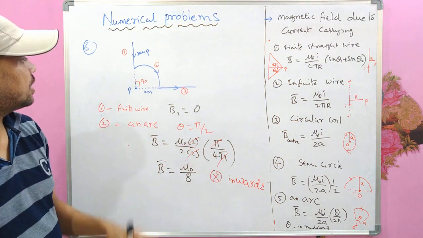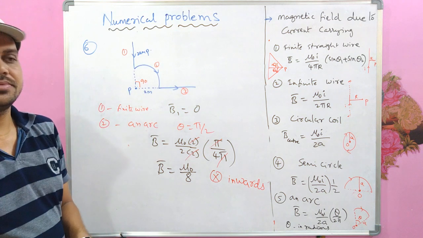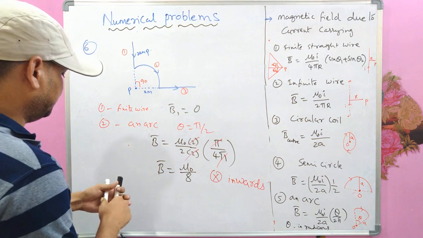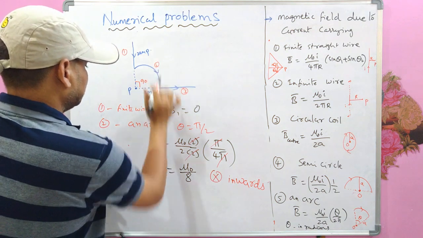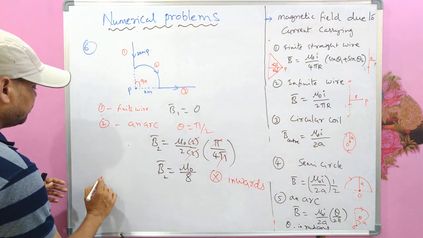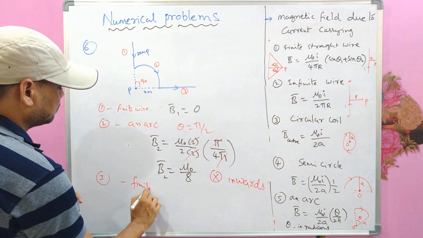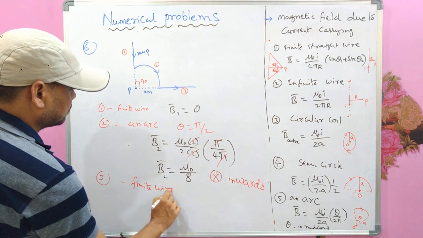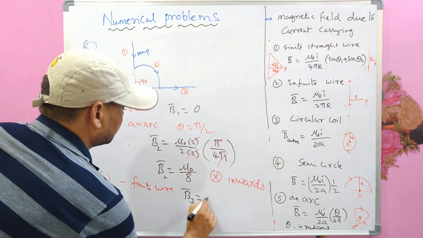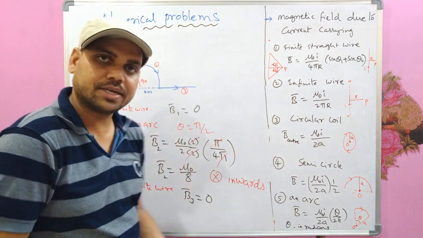Okay, so this is how we calculate the magnetic field for this example at this point P. Actually, this is B2 because this is the second component. So now we will see the third one. Again, this is a finite wire. So B3 will be what? It will be 0 because point P is on its line, no matter what the direction of current is.